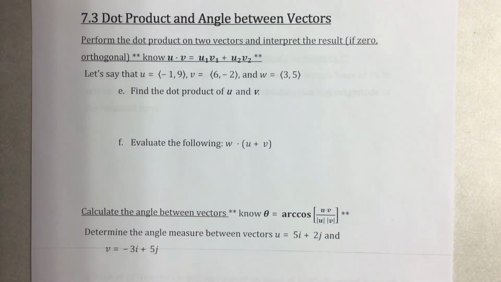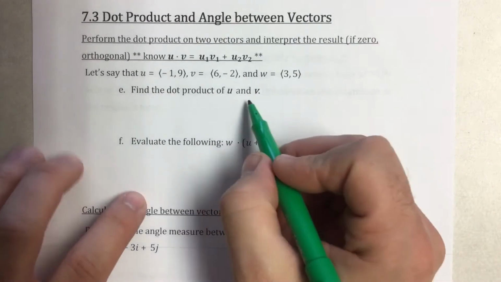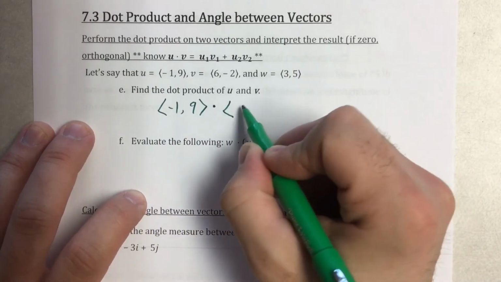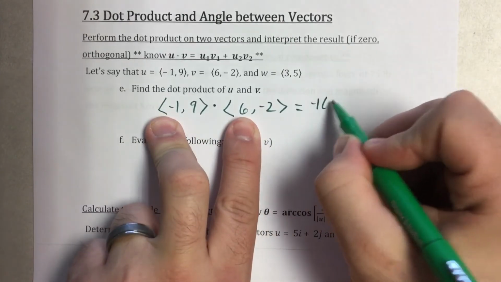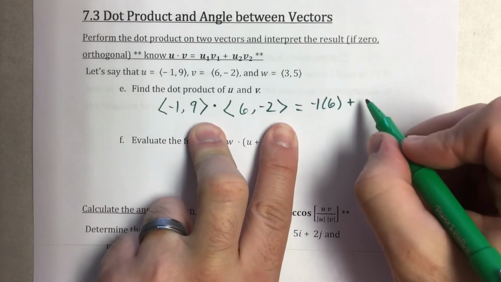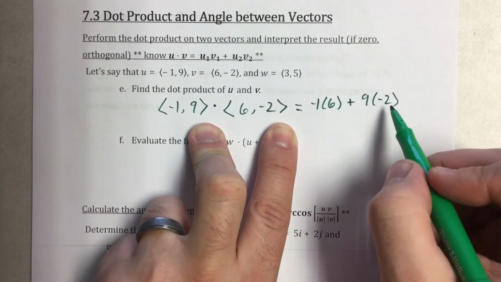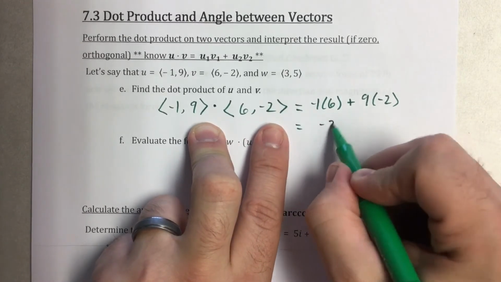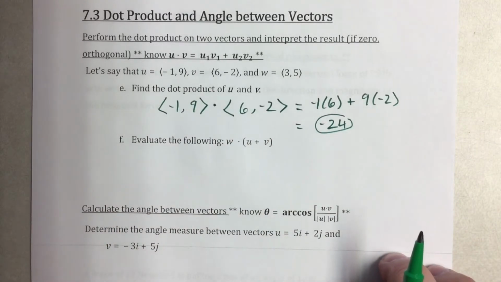Okay. So let's say that we have our 3 vectors. Let's go with the dot product of u and v. So -1, 9, dot product with 6 and -2. The dot product is straightforward. Multiply the x's and multiply the y components. So that would give us -6 plus -18, which gives us, I believe, -24. That's the dot product. If it's not 0, it doesn't really tell us much, only if it's 0.